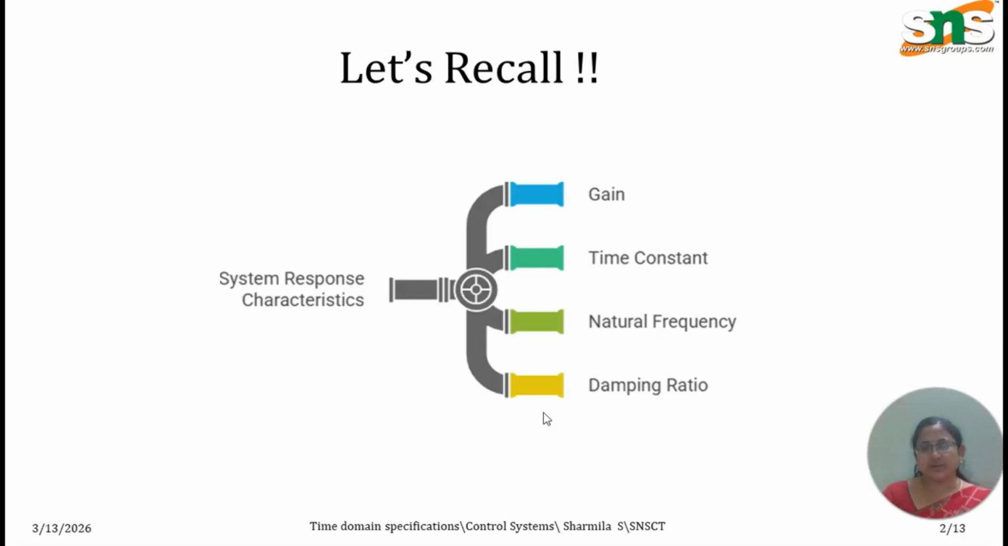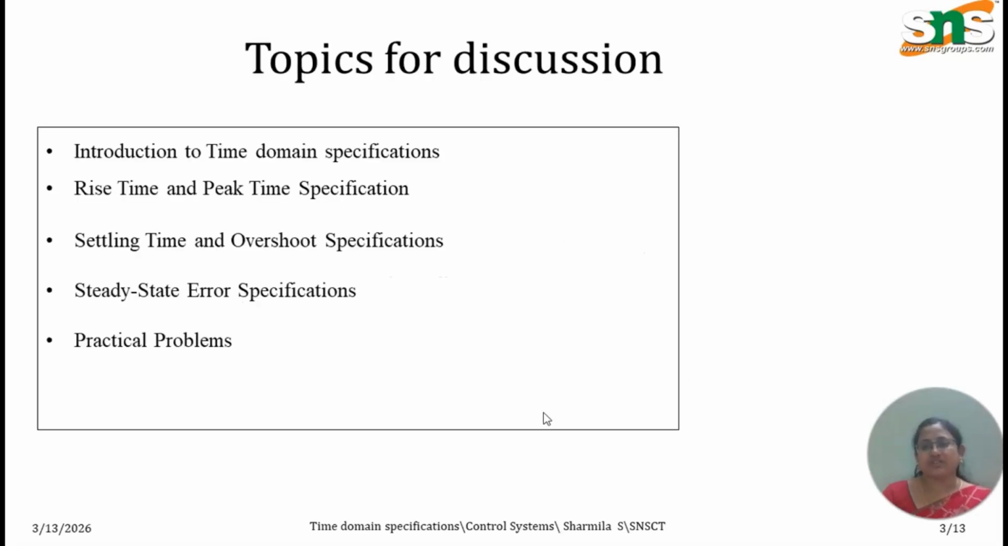So, let's recall the last class topic. In the last class, we discussed the first and second order system response in time domain specifications. We discussed the impulse response with its output and the step response with its output. Today's topics for discussion are Introduction to Time Domain Specifications, Rise Time and Peak Time Specifications, Settling Time and Overshoot Specifications, Steady State Error Specifications, and Practical Problems.